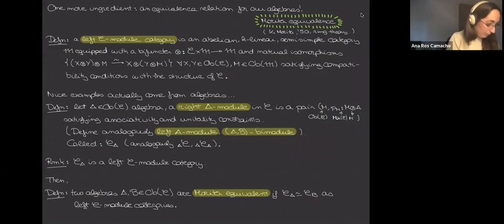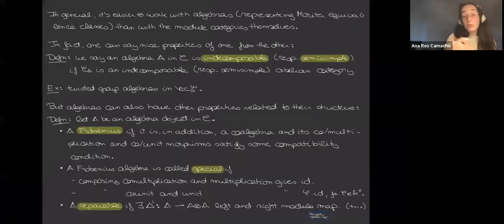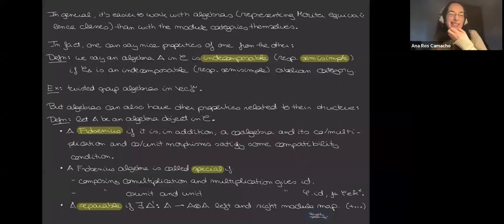Okay, so almost there. Using this Morita equivalence and module categories, you can say quite a lot. It is usually easier to work with algebras that represent Morita equivalence classes than with the module categories themselves, which is maybe another reason to look for these guys. And as I said, using one and the other, you can tell nice properties that they may have.